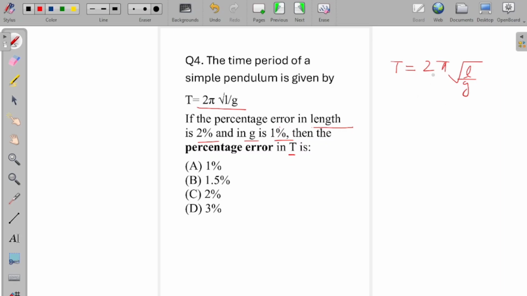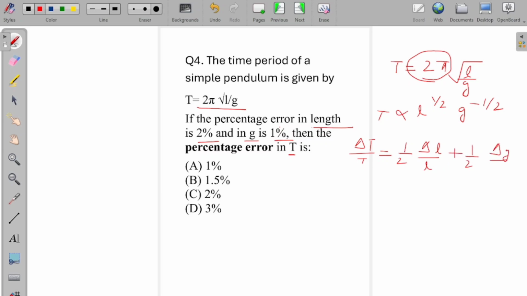Now in this expression, we have 2 pi as our constants. We can ignore these two terms and we can further simplify this as T is proportional to L to the power half and G to the power minus half. Now when we form the expression for relative error, we will get delta T upon T is equal to half delta L upon L plus half delta G upon G.